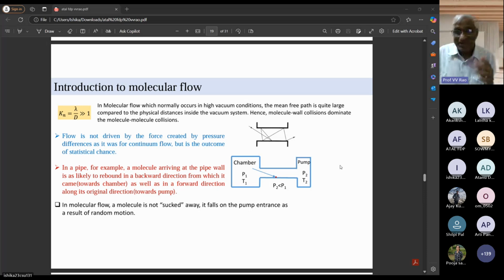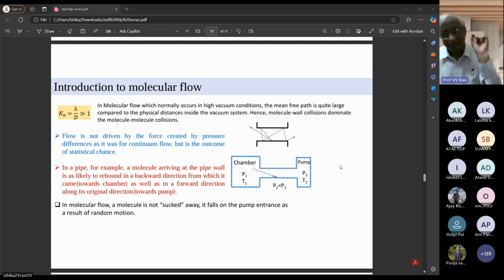There is no drag because the mean free path is much longer. I explained this in the last class. And the pipe diameter is very small. The chamber is too big. The molecules have to go through the port where the pipe is connected, and the pump is on the other side. Earlier, from 1000 millibar to 1 millibar, the gas enters like a streamlined flow because of viscous drag. Now there is no drag.